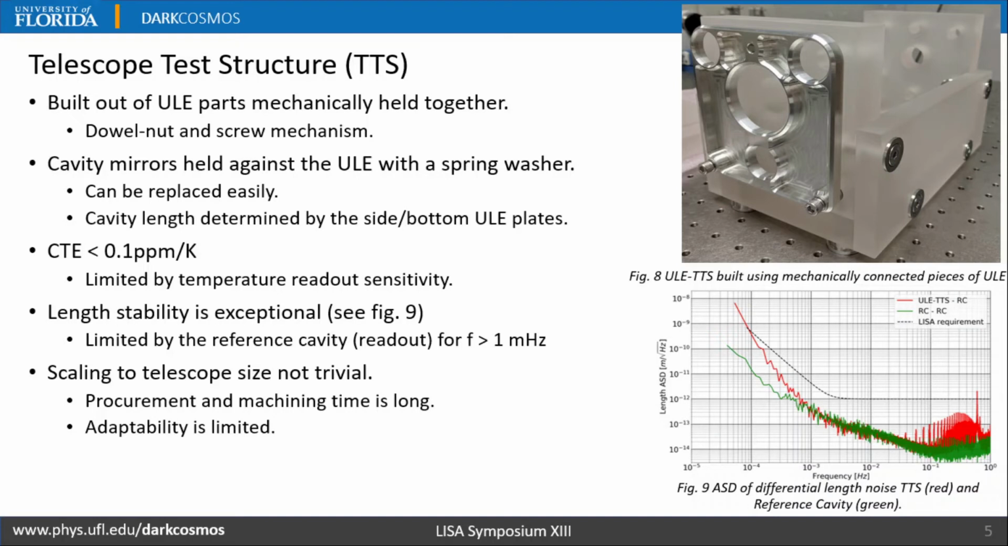From an alignment perspective of the telescope and the TTS, having adaptability in cavity mirror positions and their tilts is critical, and details regarding these alignment tolerances are discussed in detail in Dr. Uminska's talk. The measured CTE for the structure is less than 0.1 ppm per Kelvin.